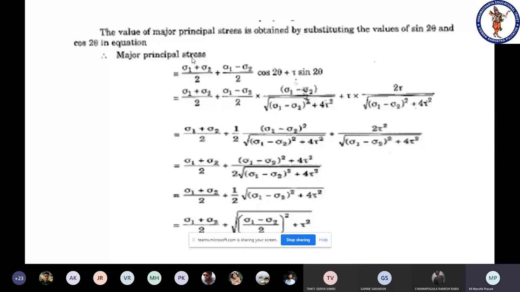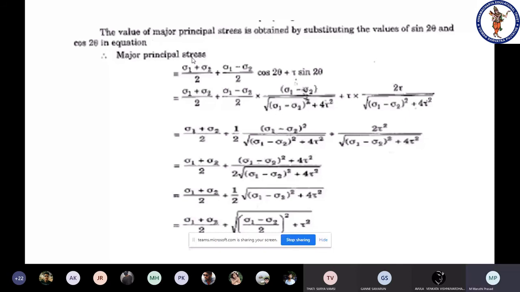Sigma 1 plus sigma 2 by 2 minus square root of (sigma 1 minus sigma 2 by 2) whole square plus tau square. Very good. Only in place of plus, you get a negative between the two terms. Very good. That is the minor principal stress.